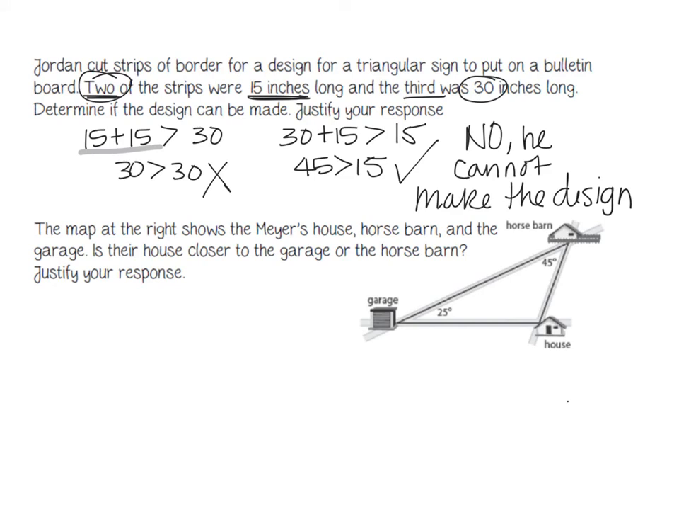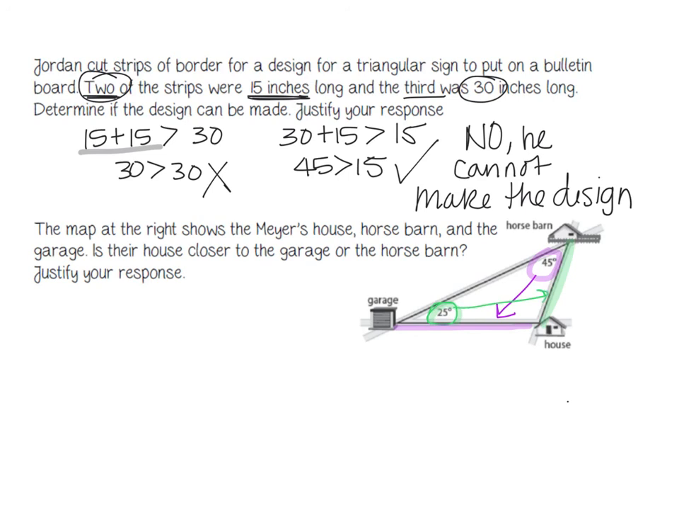This one's a real common one that you might see at the STAAR. It says, the map on the right shows the Myers house, the horse barn, and the garage. Is the house closer to the garage or is it closer to the horse barn? Now, let's look at what's going on here. We have the house. We know that this angle is creating that side. So this angle is creating this side, whereas this angle is creating that side. And if you look back to what we said about scaling, opposite sides, the larger the angle, the larger the side. The smaller the angle, the smaller the side.